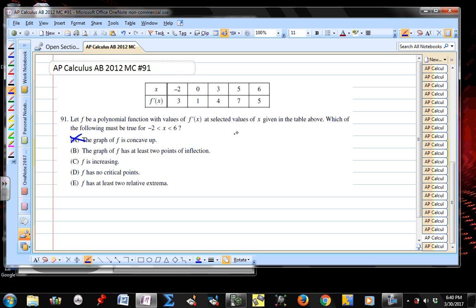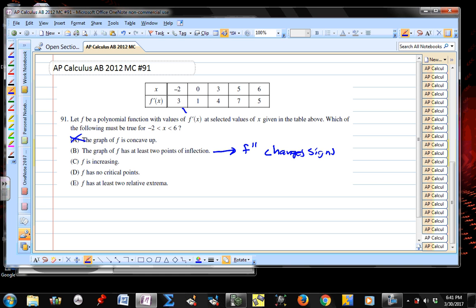Option B, the graph of f has at least 2 points of inflection. Okay, so let's see what that means. It means f prime prime changes signs at least 2 times. Now the reason they say at least 2 times, not exactly 2 times, is because we don't know what's going on in between these data points. We don't know what happens on the interval, say between 0 and 3. So I can't say with certainty exactly how many inflection points there'll be, but let's take a look and see if there are at least 2.